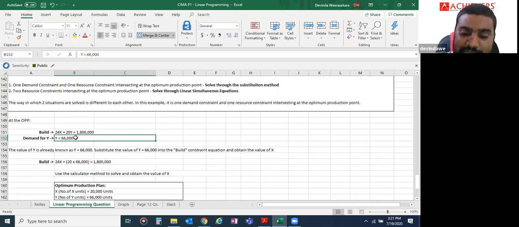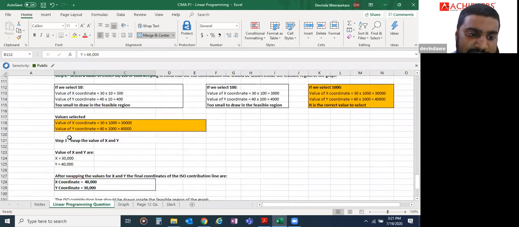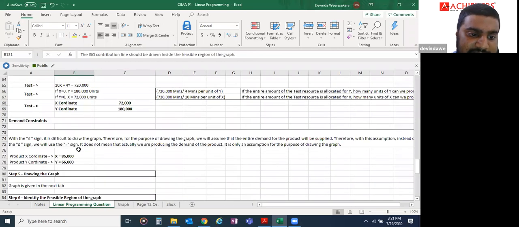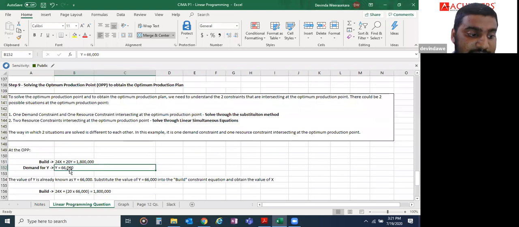Optimum production plan means how many units of X and Y are we going to produce. Since the optimum production point fell on the build constraint and demand for Y, we already know the constraint is Y equals 66,000. We found that out: demand for Y equals 66,000. That's a constraint, so at this point we already know the value of Y, but we don't know the value of X.